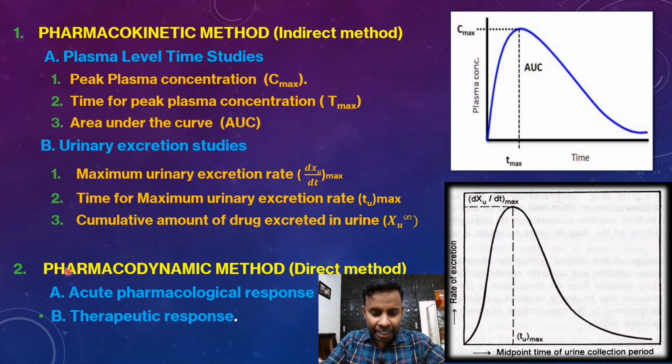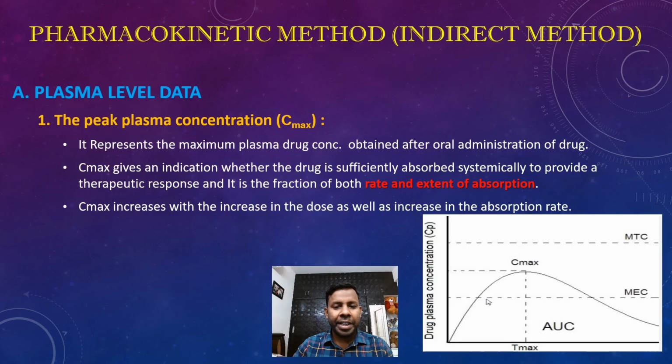Again in pharmacodynamic method, two subpoints are there: acute pharmacological response and therapeutic response. So all these points one by one we will discuss. In pharmacokinetic method, first is plasma level data.